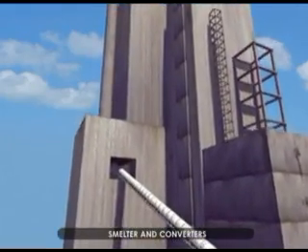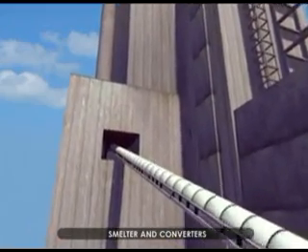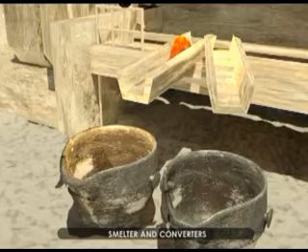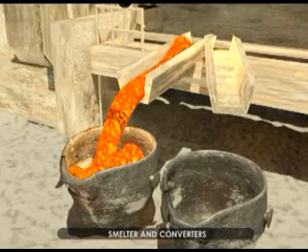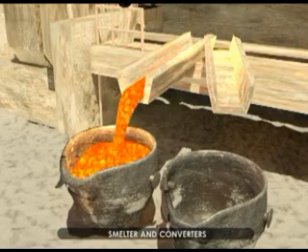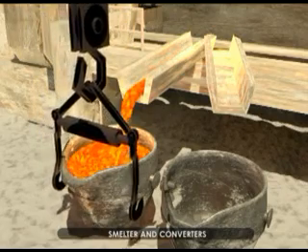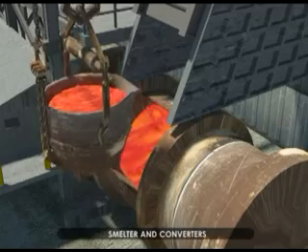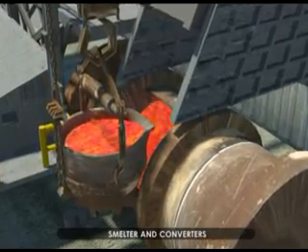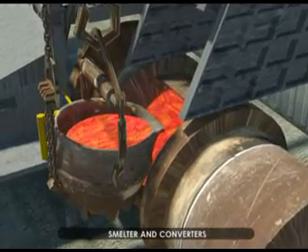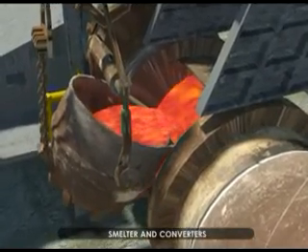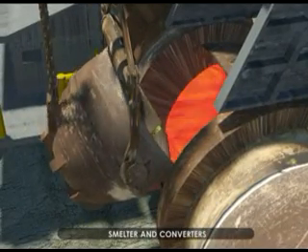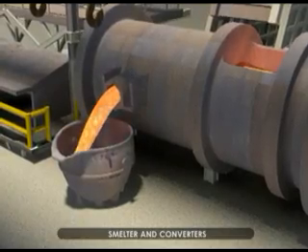Smelter and converters. The concentrate from the mines is transferred to the smelter, where it will be exposed to temperatures over 1100 degrees Celsius. At this point, the concentrate turns into molten copper. The copper matte, or molten copper, which has a copper content of approximately 65%, is sent to the converters where it is transformed either into copper blister with a 98 to 99% copper content or into copper anodes with a 99.7% copper content.